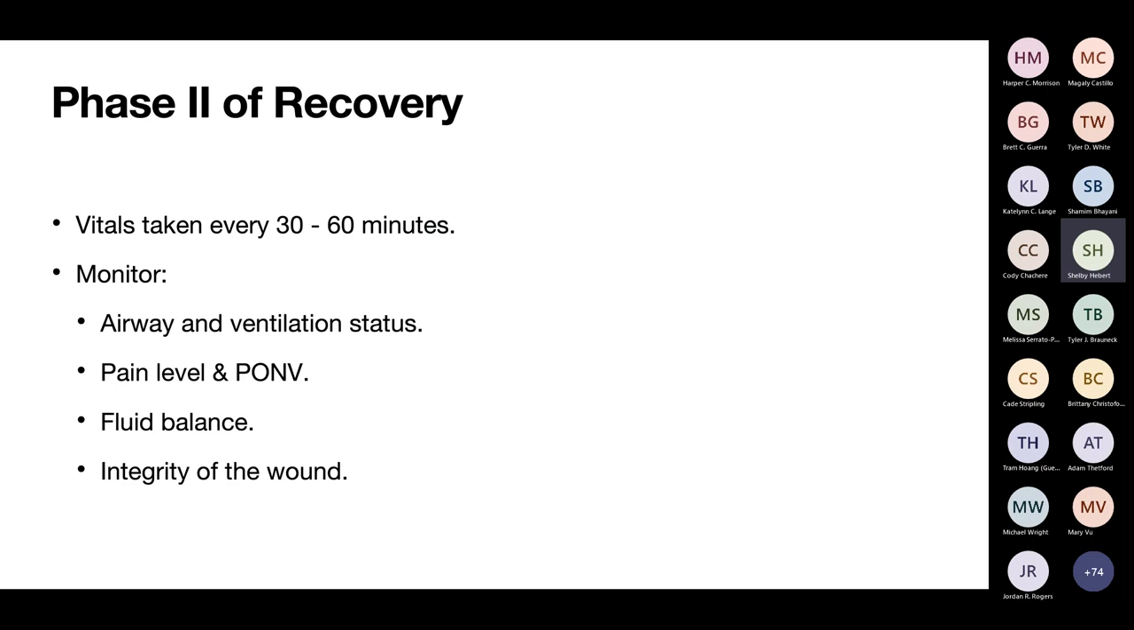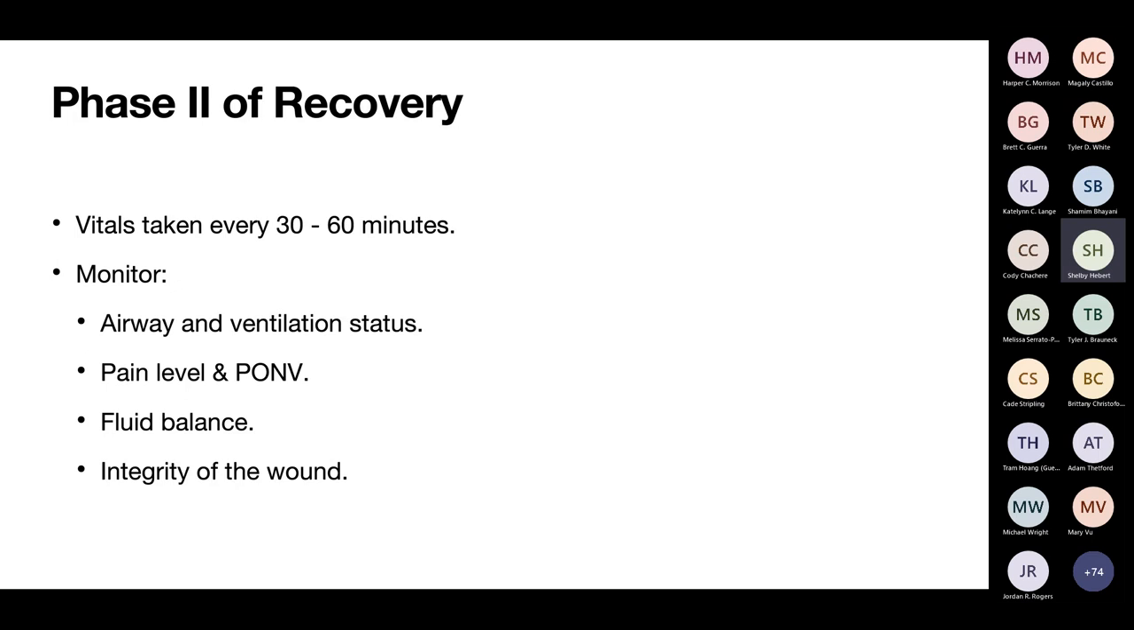So after phase one, the patient goes out to phase two. The vital signs slow down. Usually they're taken every 30 to 60 minutes. Primarily, the way it works out there is they get a set of vital signs when they arrive, and then a set of vital signs before they leave. But it depends on what's going on and how the patient's doing. They continue the same level of monitoring, but it's not as intensive.